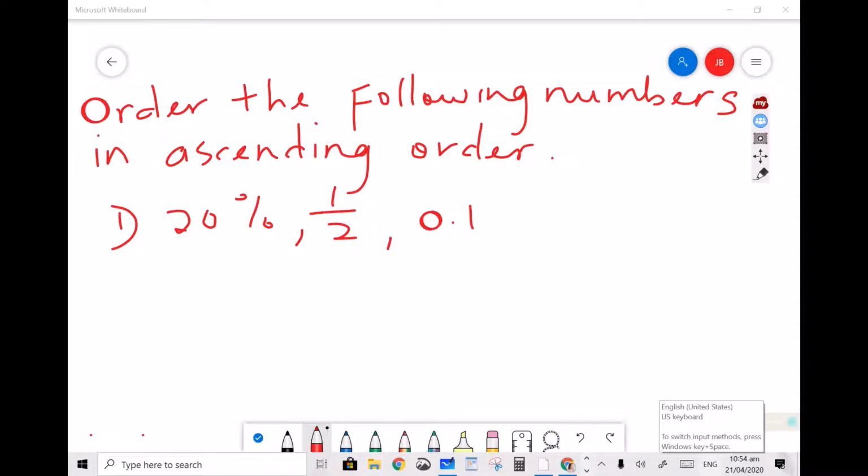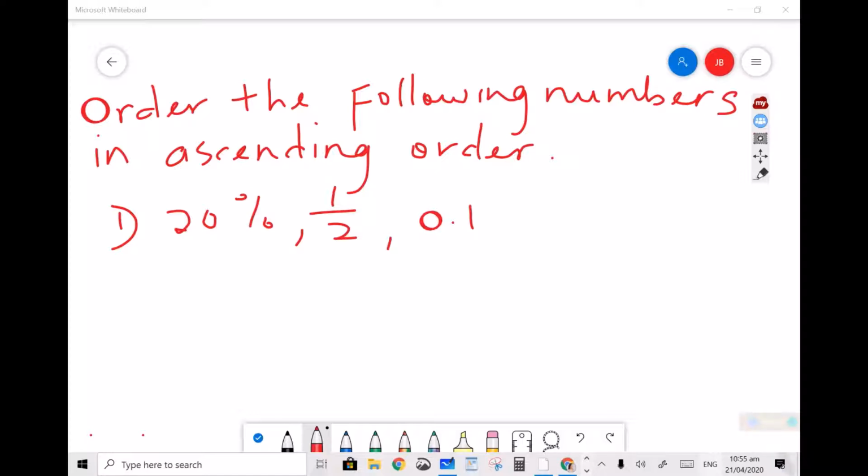Today we are going to look at ordering the following numbers in ascending order. Now these numbers are not like your normal whole numbers. Basically they are a combination of percentages, common fractions, and decimals. Now this topic or this aspect of percentages stems from our previous tutorial, which dealt with conversion of percentages to decimals to fractions.